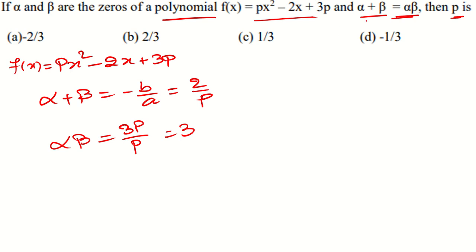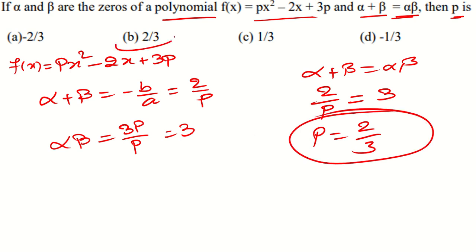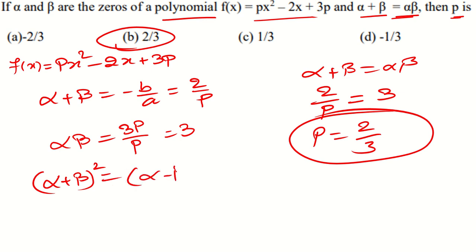So let's put all these values here. What are we getting here? They are saying alpha plus beta is equal to alpha beta. So alpha plus beta is 2 over p, equal to alpha beta, which is 3. So p is equal to 2 over 3. Now here there are so many identities that you will have to remember. In polynomials, I am sure you have studied that (alpha plus beta) square is equal to (alpha minus beta) square plus 4 alpha beta. The same goes for the negative also. If you remember this, then this lesson will be very easy for you.